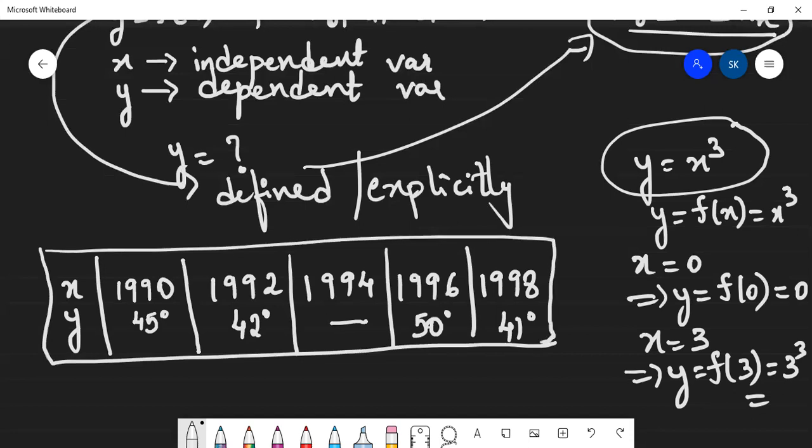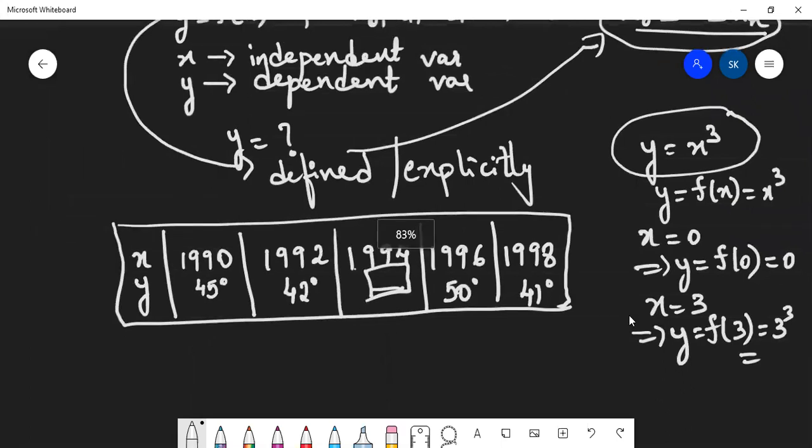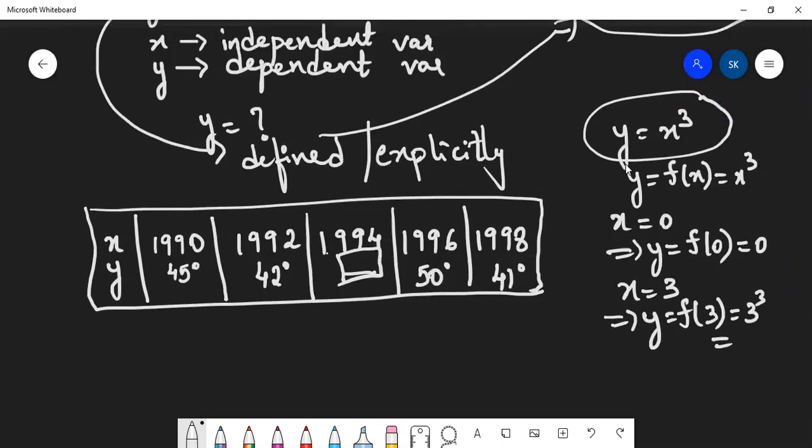I don't know the function over here, but the tabulated values are given. If I want to find out the dependent value, that is the y value, which depends on x, say the temperature in 1994, can I find it out? That is my question. The answer is yes, definitely we can find it out.